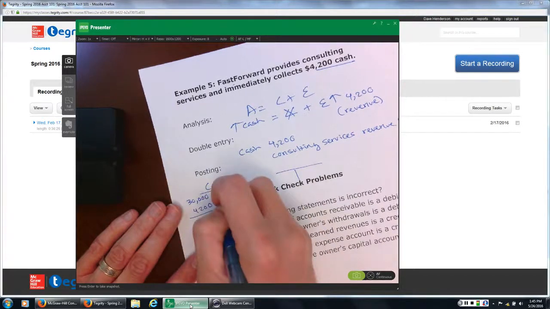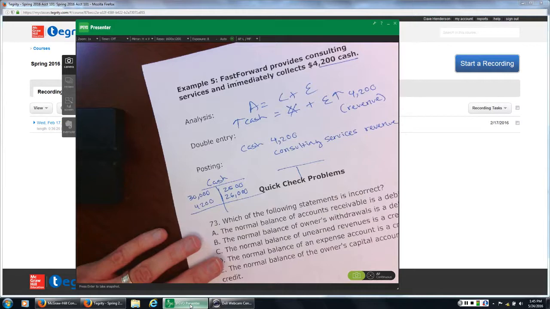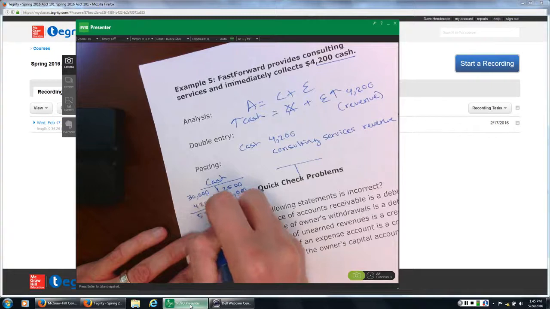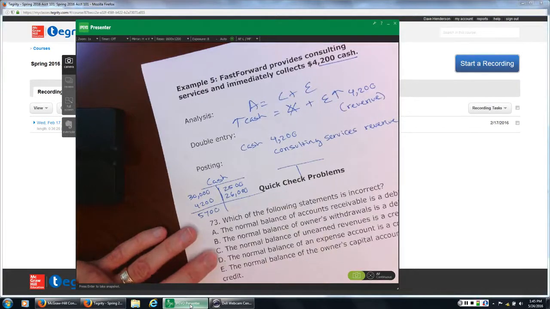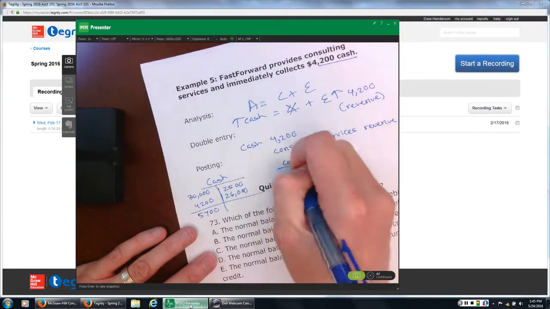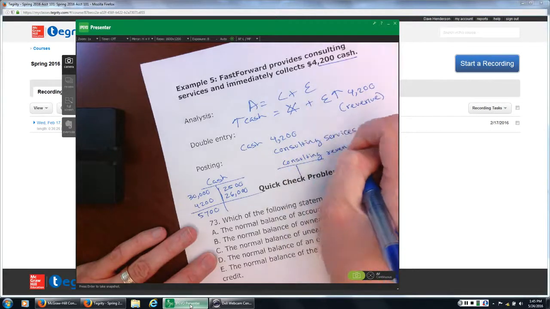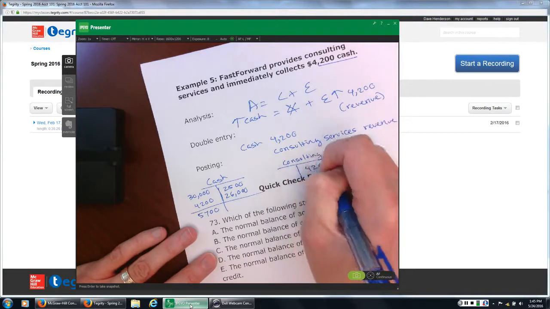So now take a second and go ahead and calculate out the cash balance. Okay. Well, I hope you got $5,700. That would be a debit balance. That would be the balance of cash. And then we can say our consulting revenue. Come back over here and we know it's going to be $4,200.